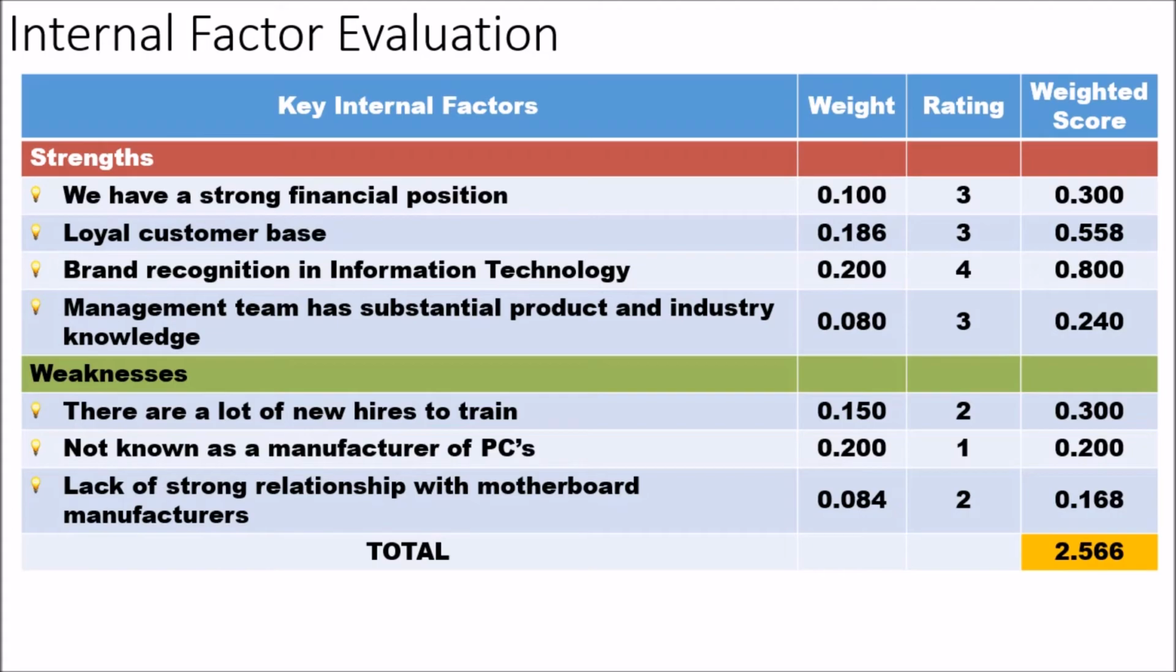Okay. Now, if you remember from the previous video that we did on internal factor evaluation, we had looked at a company that was initially in software business and now was thinking of building and selling PC hardware. And so we had done a SWOT analysis and used that SWOT analysis to come up with your internal factor evaluation. And we had given weights and ratings and figured out the weighted score. So what we had figured out was the internal factor evaluation, the total weighted score was 2.566.